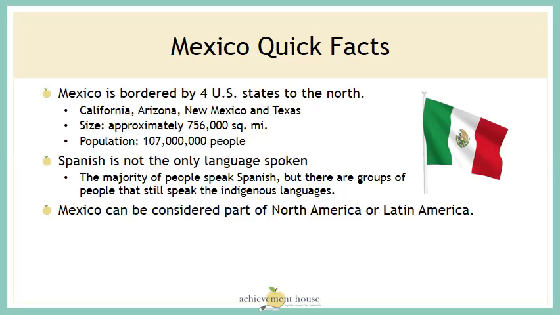Spanish is not the only language spoken there. The majority of people speak Spanish, but there are groups of people that still speak the indigenous languages. Mexico can be considered part of North America or Latin America.